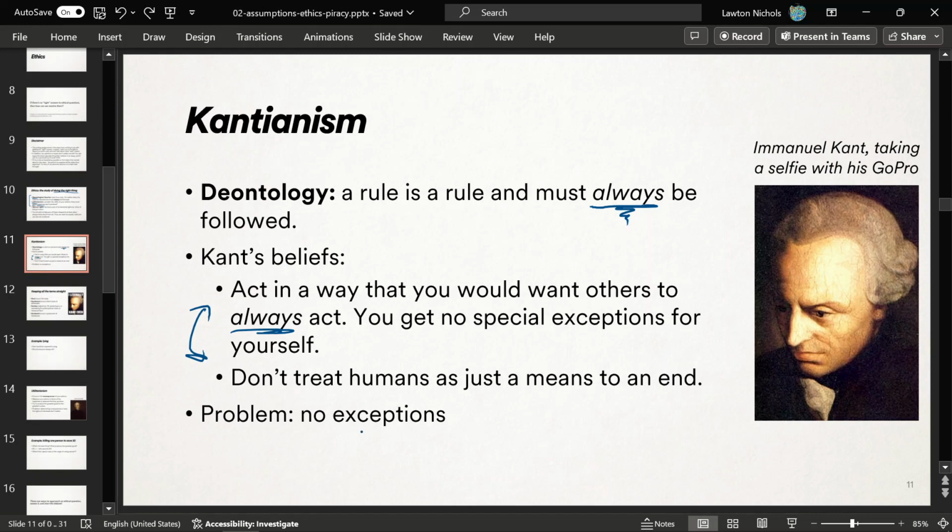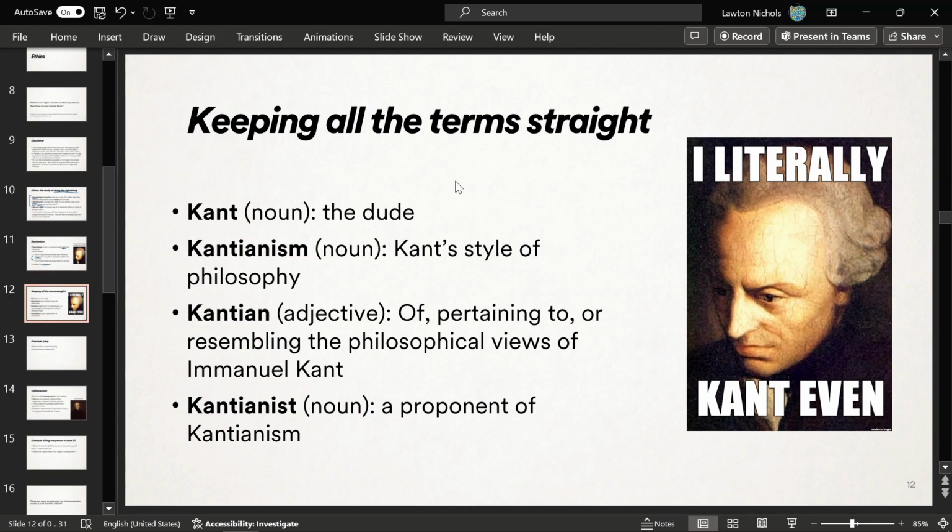There are some issues with Kantianism. It breaks down because there are no exceptions. That's like a big deal. So let me show you an example in a couple slides of Kantianism, like one downfall of it. But again, it's just a way of looking at a problem, right? It's good for some things, bad for others maybe.